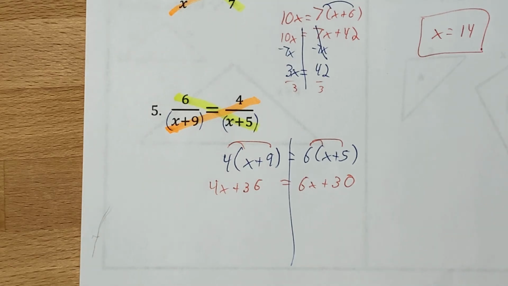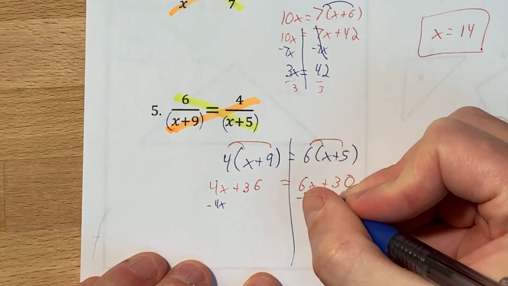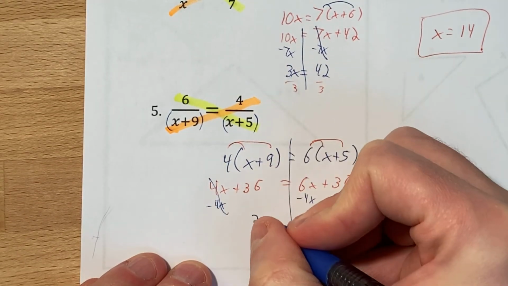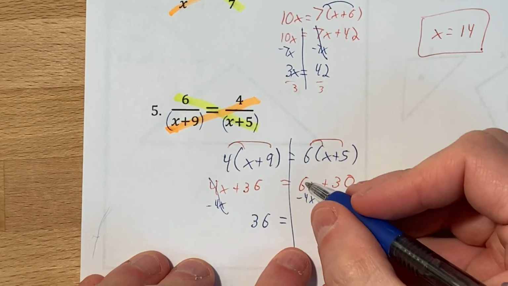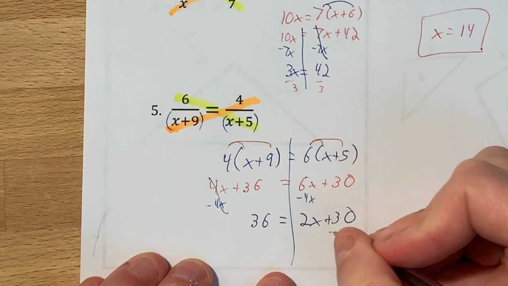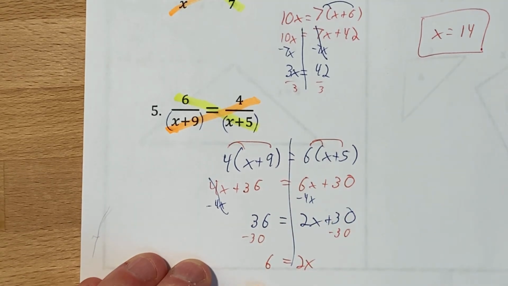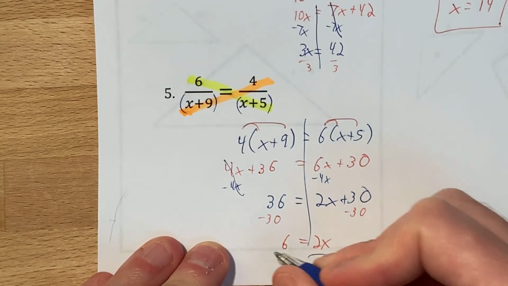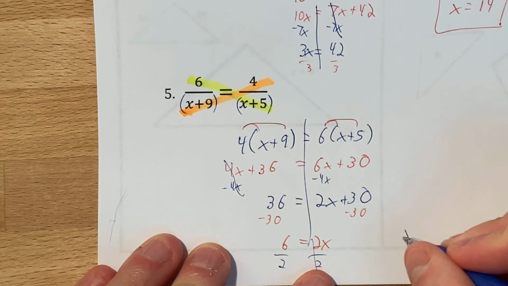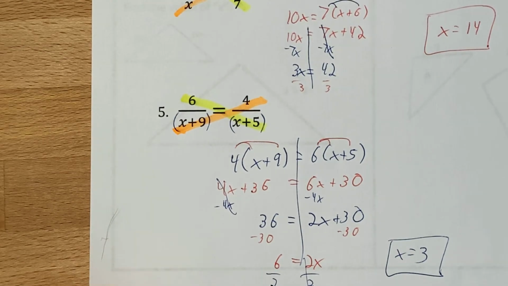It doesn't matter which one you move over. You can move the 4 over to the 6 or the 6 over to the 4. It does not matter which one you do. I'll just go ahead and subtract 4 because it's the smaller number. So you get 36 is equal to 6 minus 4 is 2. Subtract 30 from both sides, and you get 6. Then you divide by 2, and you get x equals 3. Ta-da! Okay.